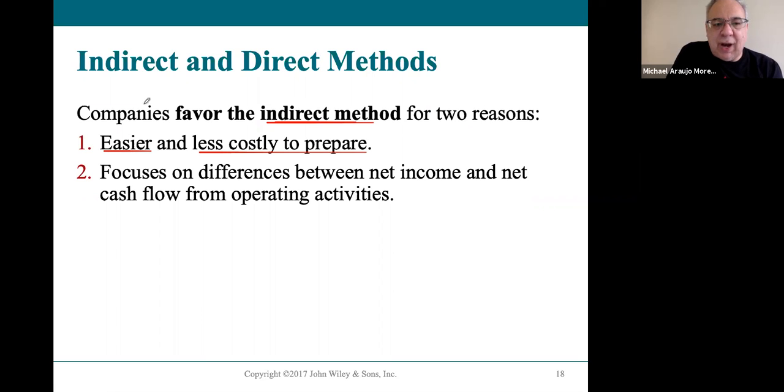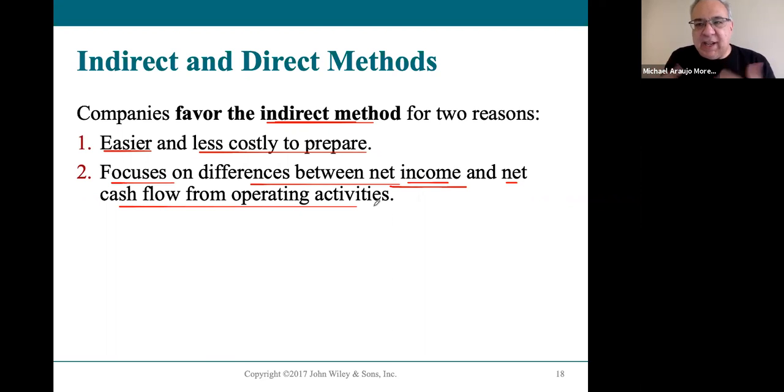Another reason we spend so much time on that step 1 that I was talking about is because the indirect method really looks at the differences between the net income, which is calculated on the income statement using the accrual method, and the net cash flow from operating activities, which is, of course, deconstructing that into the cash basis. And that's where the differences are going to come.